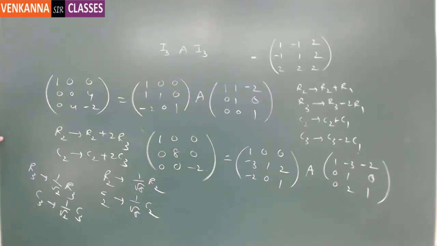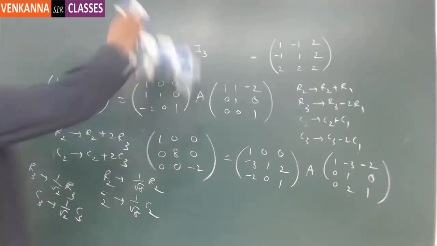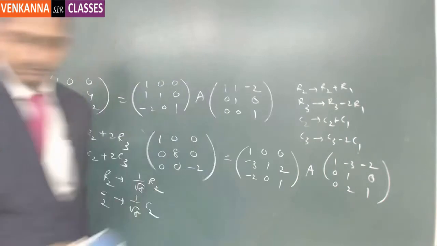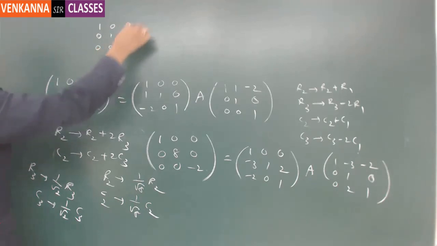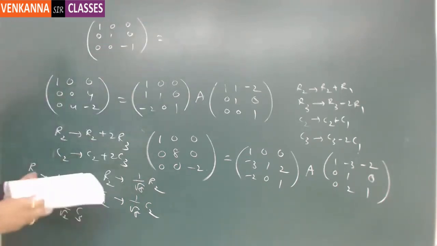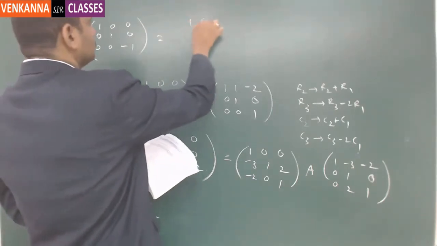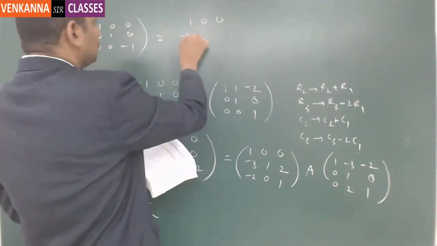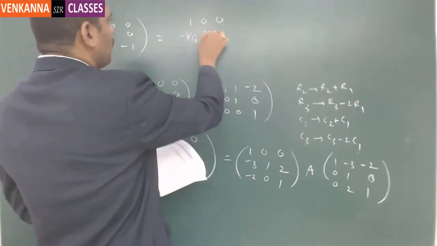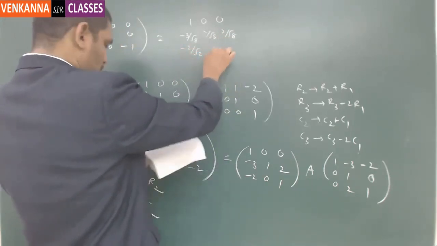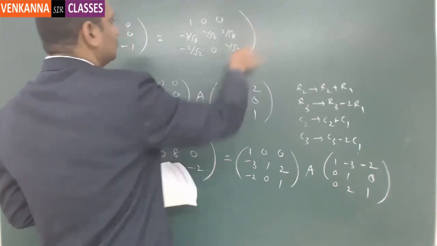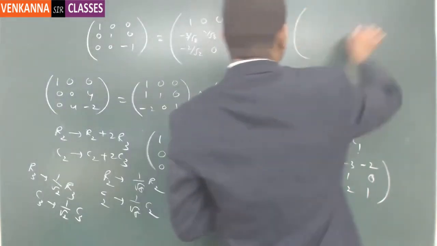So this is one way of applying the operations, right? So the result will be given as 1 0 0, 0 1 0, 0 0 minus 1 is equal to 1 0 0, minus 3 by root 8, 1 by root 8, 2 by root 8, minus 2 by root 2, 0, 1 by root 2, A, and similarly you will get the respective values here.